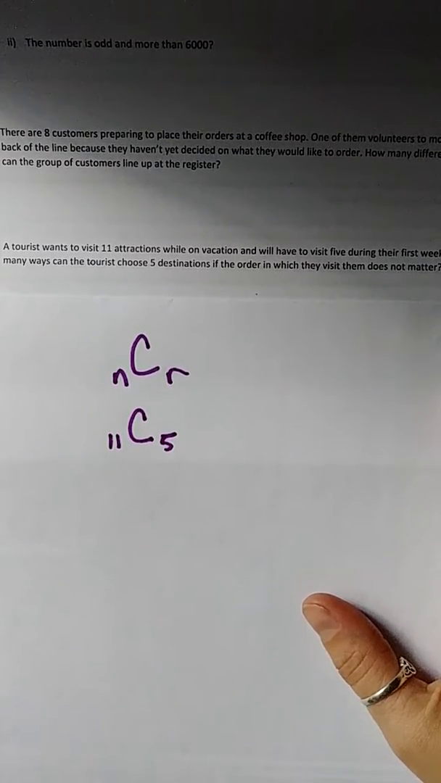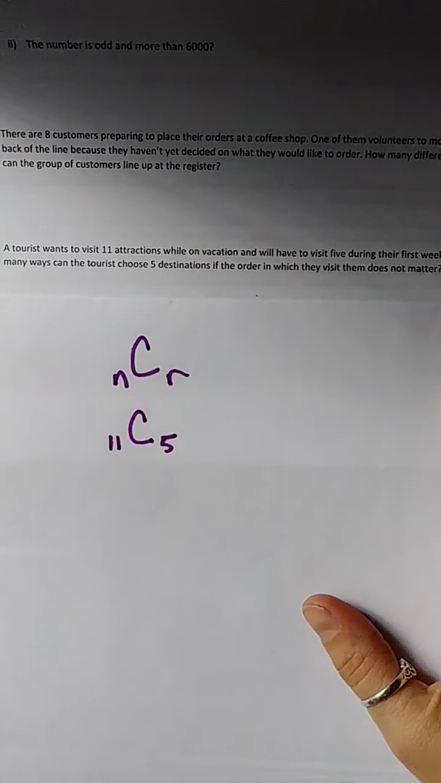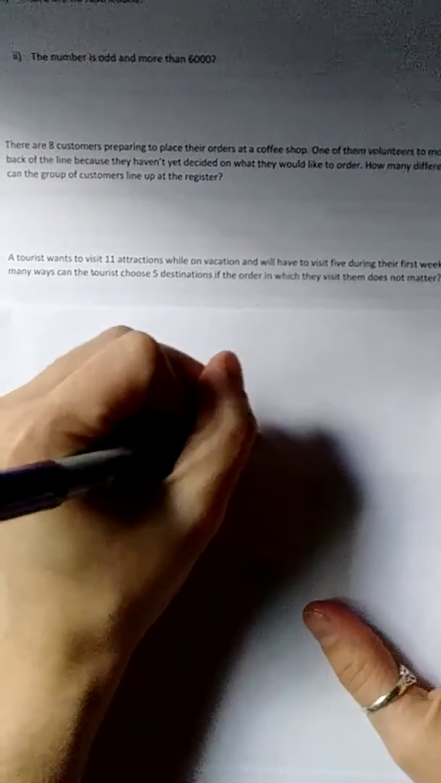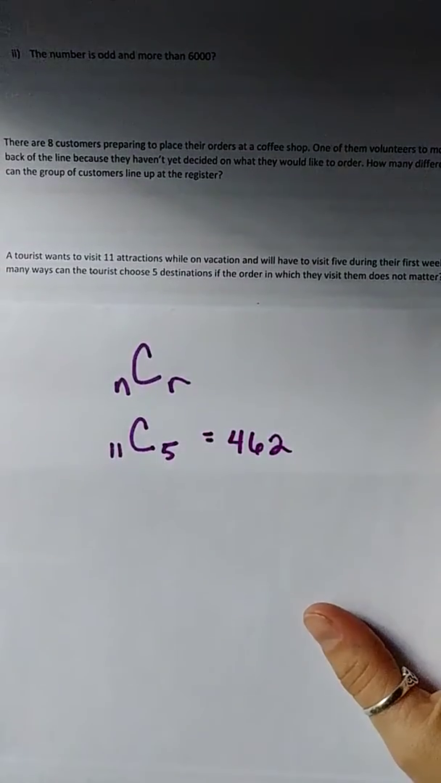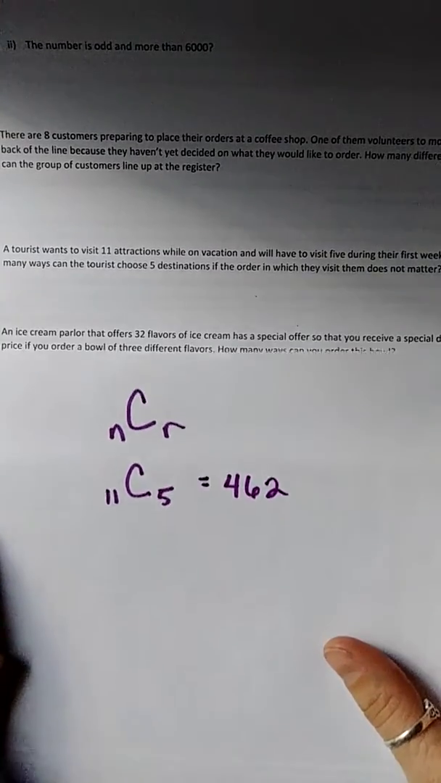So in the calculator, I'm going to hit 11, and then I'm going to go to my choose option and type in the number 5. 11 choose 5, and the answer for that is 462 ways for them to visit all of their destinations. That's it for question 5.